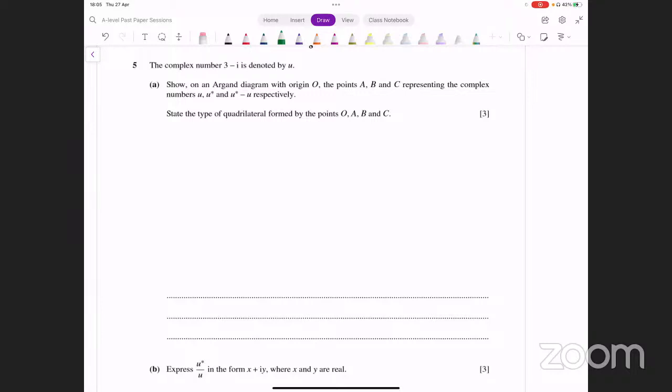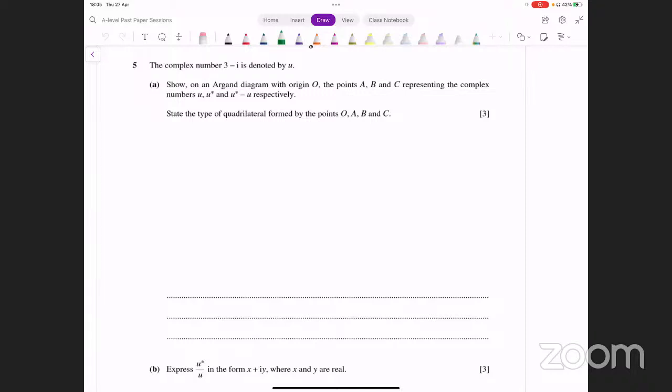Question number 5 from this paper. It says the complex number 3 minus iota is denoted by u. Show on an Argand diagram with origin O the points A, B, and C representing the complex numbers u, u conjugate, and u conjugate minus u respectively. State the type of quadrilateral formed by the points O, A, B, and C.